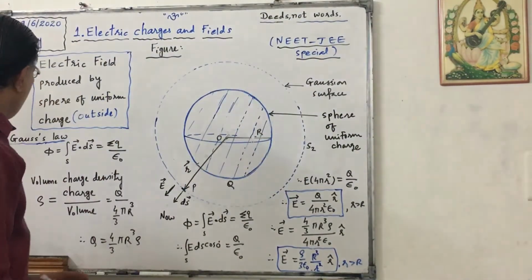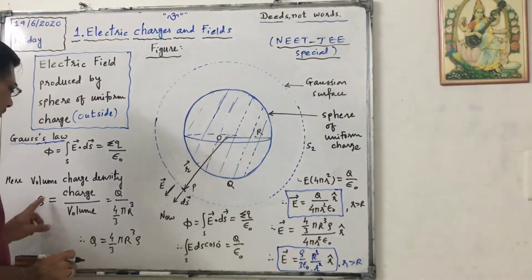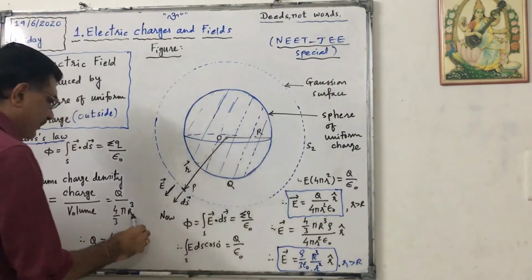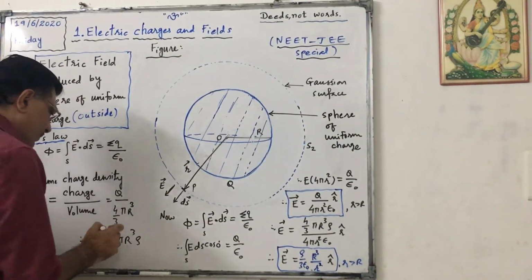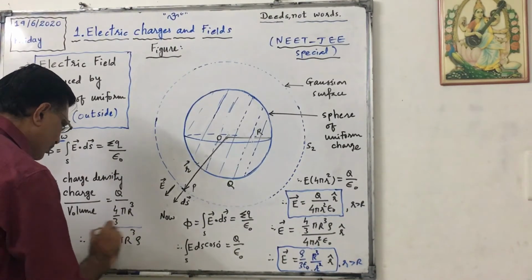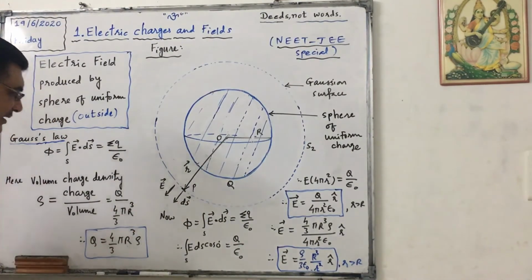Now, volume charge density rho equals charge upon volume. Charge is capital Q. Volume of the sphere is 4 upon 3 pi capital R cube. So Q will be equal to 4 upon 3 pi capital R cube into rho. This is the total charge in the form of volume charge density.